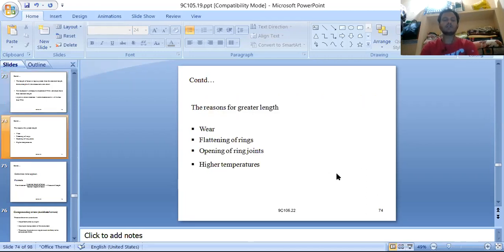The reasons for the greater length are wear and tear of the instrument, at the same time flattening of the rings, which causes increase in length of standard chain. Opening in ring joints may increase the length of chain. Higher temperatures may cause expansion of the chain, which means the length of the chain is increased. In these cases, we will get negative errors. The correction here is positive.